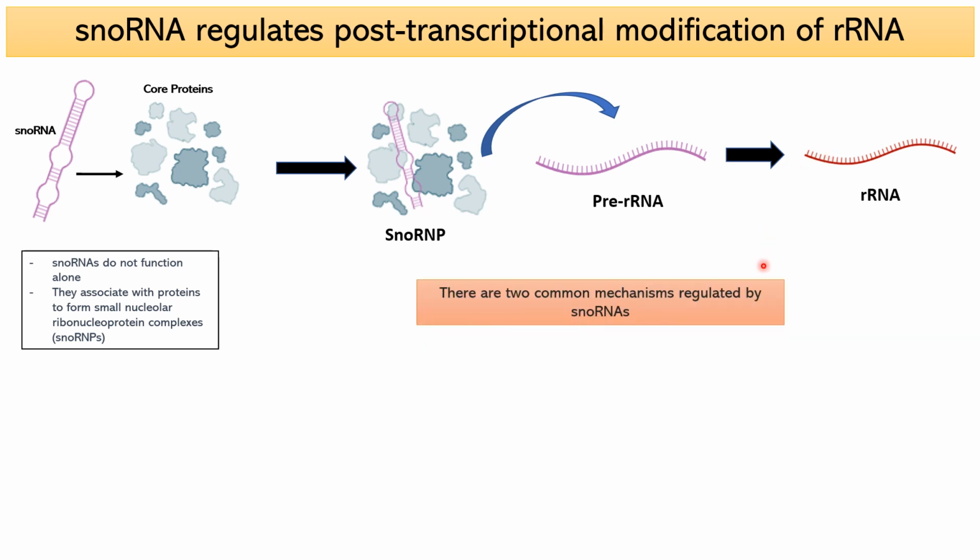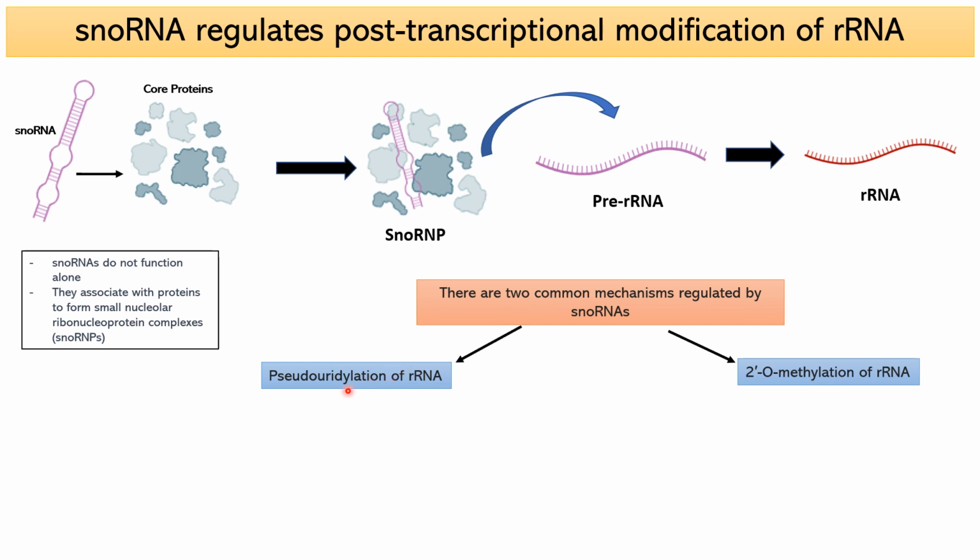When it comes to the type of processing that the snoRNPs and the snoRNAs do to the pre-ribosomal RNA, there are two main mechanisms of regulation of ribosomal RNAs. The first thing that the snoRNAs do to ribosomal RNA is what is known as pseudouridylation of ribosomal RNA. The second one is methylation of ribosomal RNA.